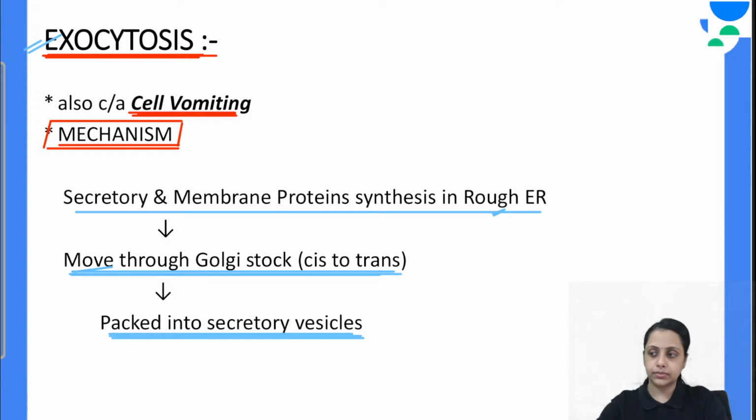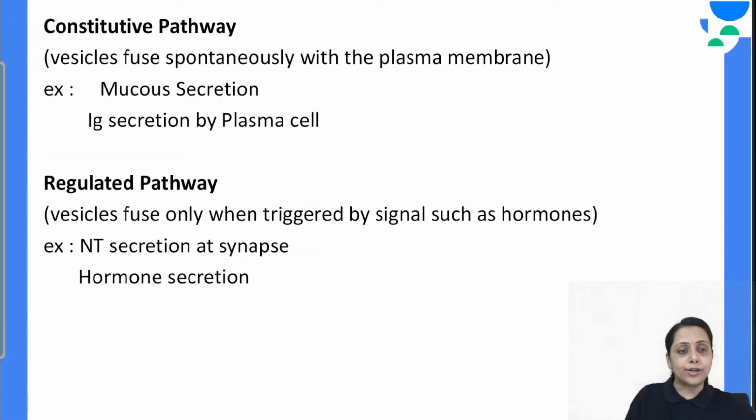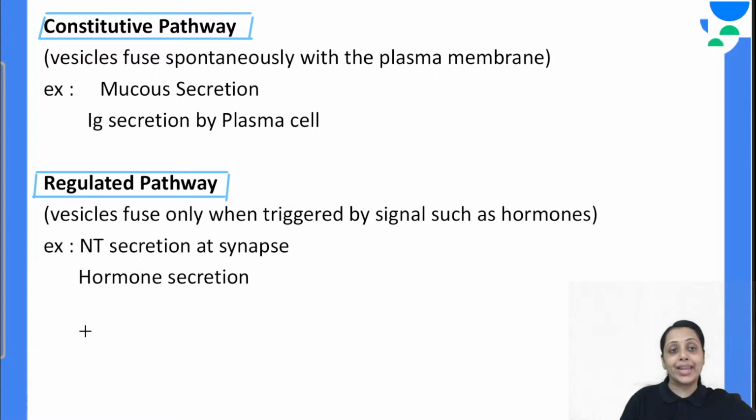Okay, fine. Moving further, exocytosis can occur via two pathways, that is the constitutive pathway or the regulated pathway. So what happens in the constitutive pathway? What happens in the regulated pathway?